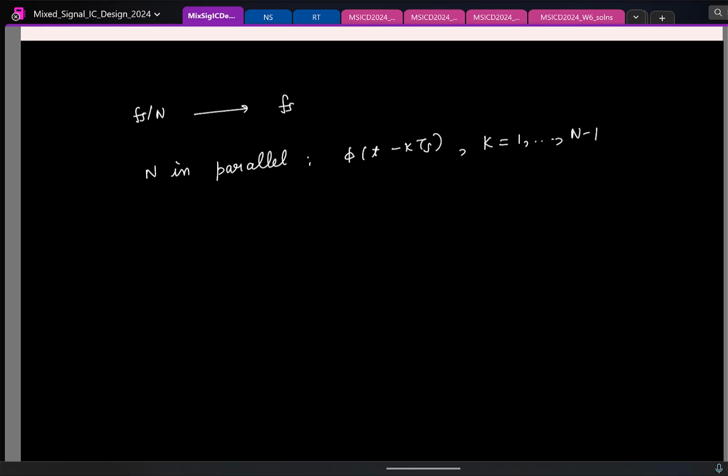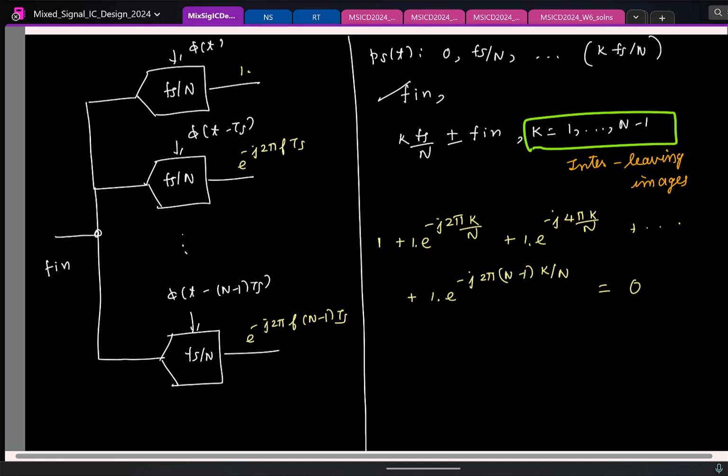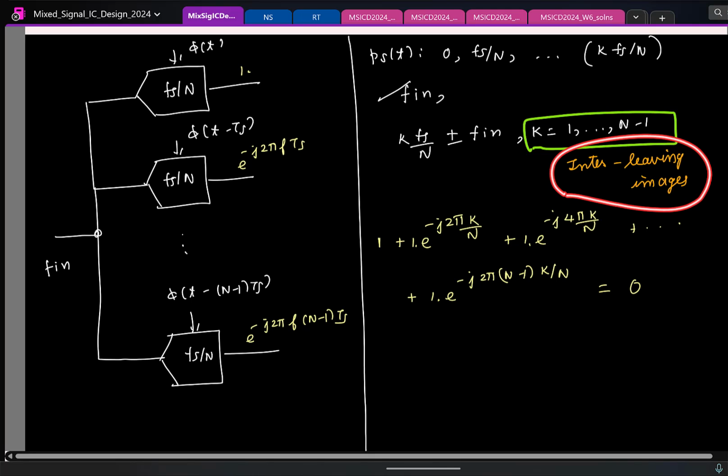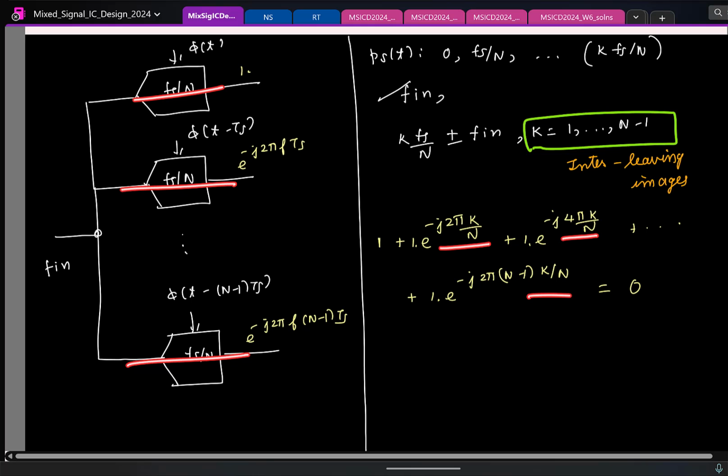And the main non-idealities we can have are these. You can have gain error mismatch, timing mismatch, or offset mismatch. Just to remind you, when you do this interleaving, in each sub ADC there will be aliasing. You will get all these interleaving images, and this exactly gets cancelled provided the gains are 1 and the phases are all this.